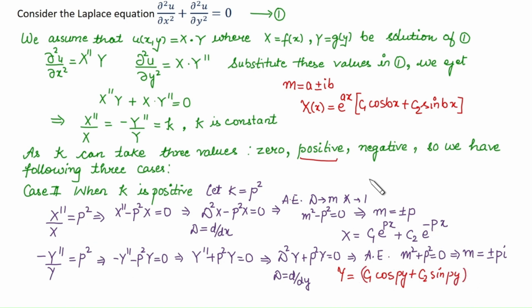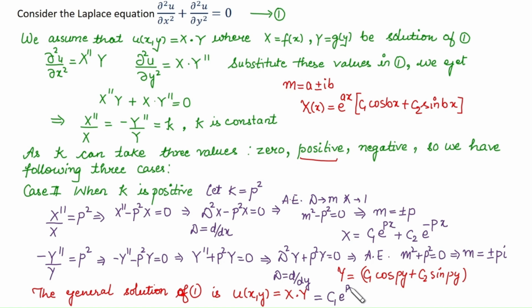Now, what is the general solution according to this case? That is the product of these two, which is c1 e raised to power p x plus c2 e raised to power minus p x, multiplied with, here we need to take different constants, let them be c3 and c4. We cannot use the same constants. So, c3 cos of p y plus c4 sine of p y.